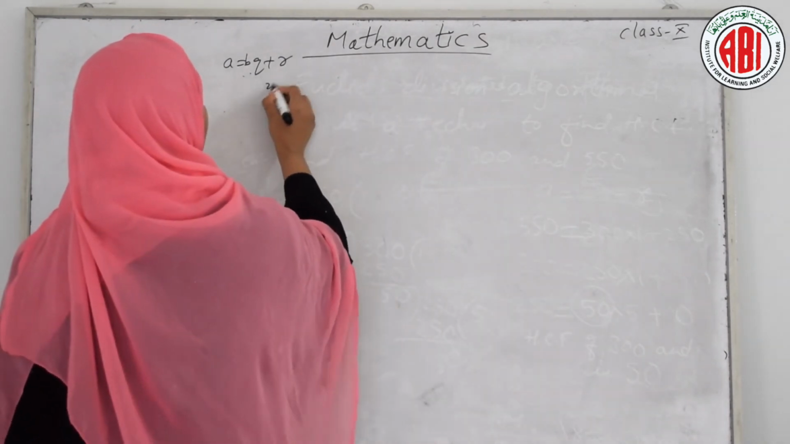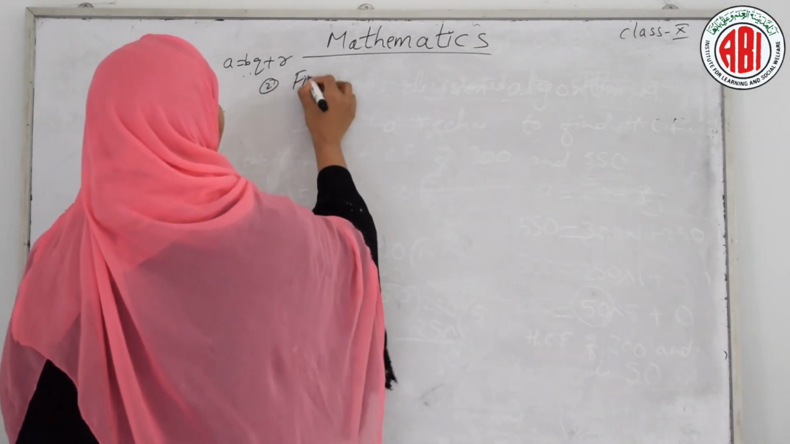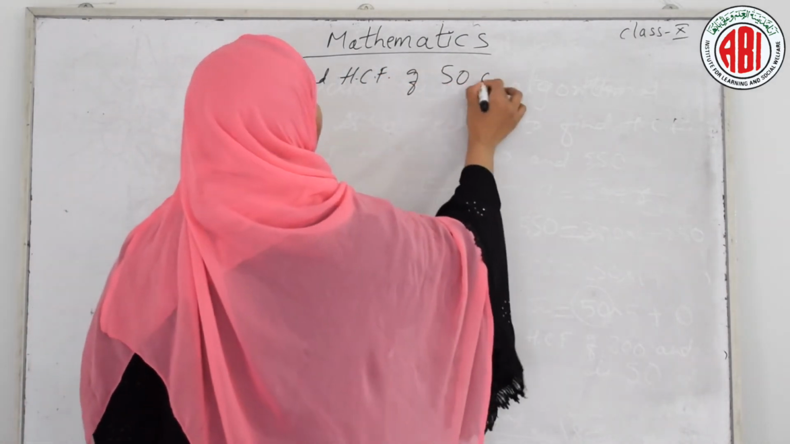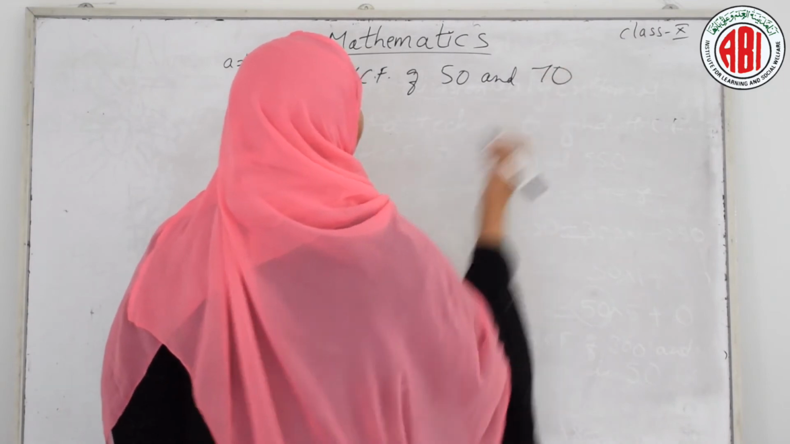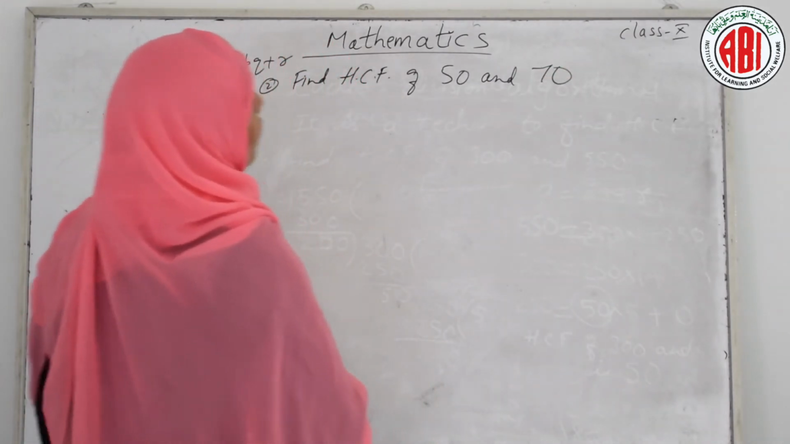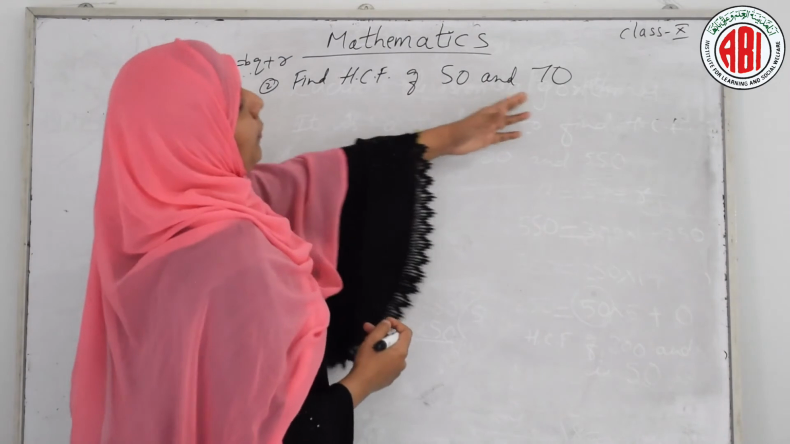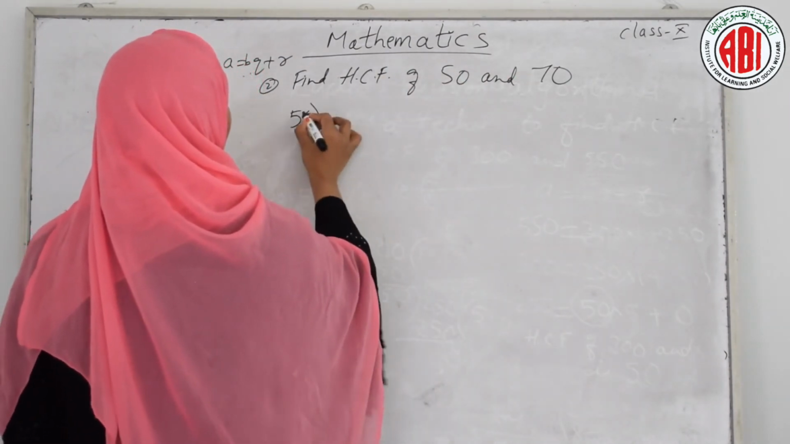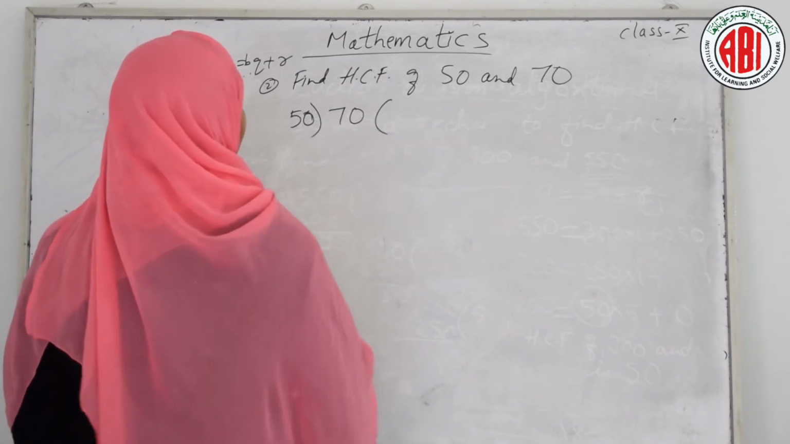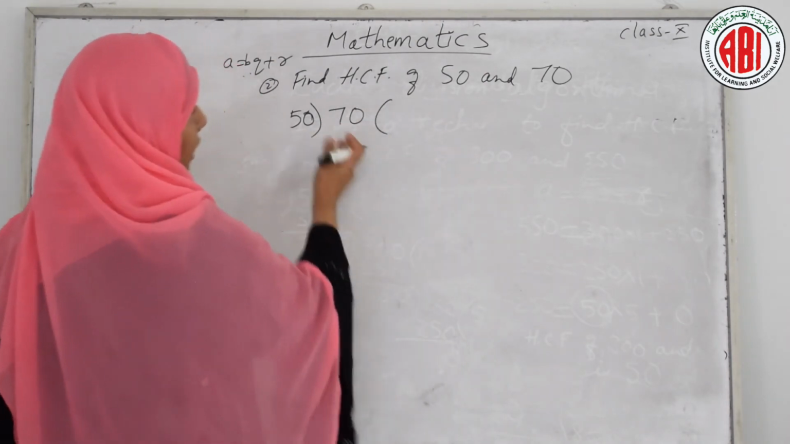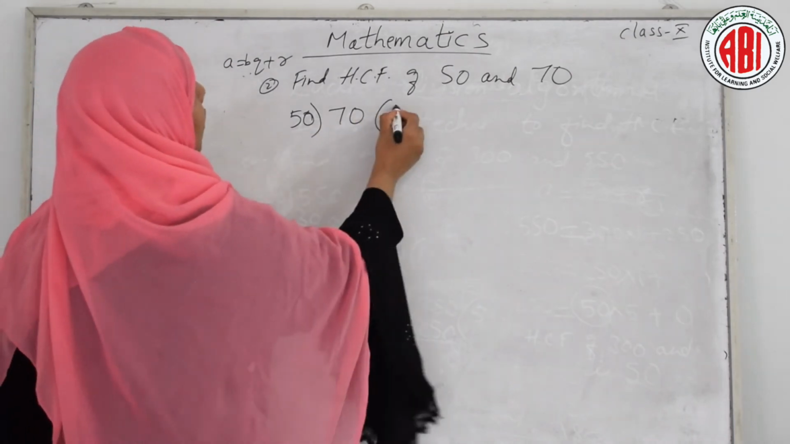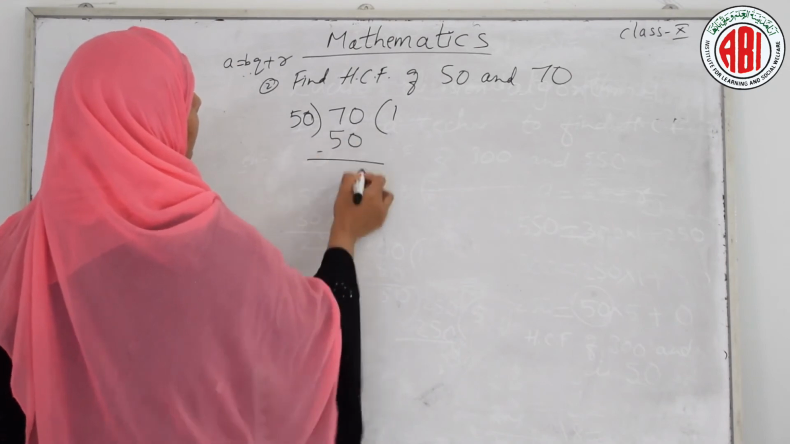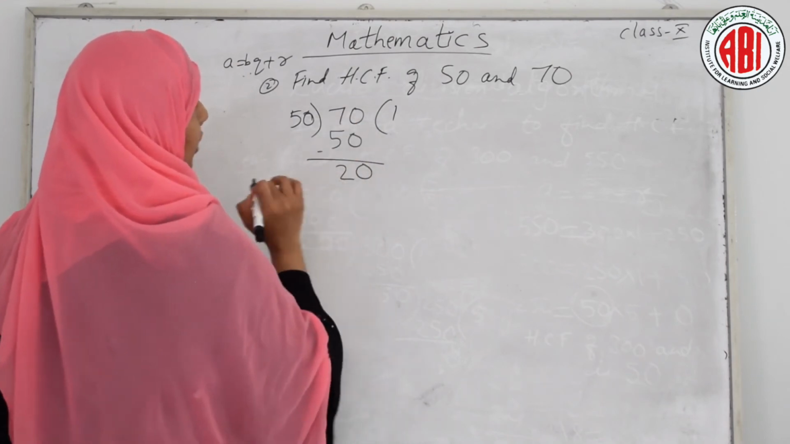So for the second example we will find the HCF of 50 and 70. We will take this example, right? The smaller one we will take as the divisor, the bigger one we will take as the dividend. So 50 is here. 50 times 1 is 50, 50 times 2 is 100, that we can't use. So we will take 50 times 1 is 50. Now after subtraction, 7 minus 5, we will get 20.